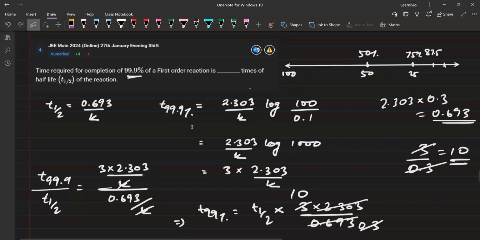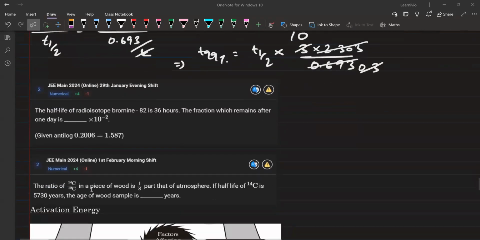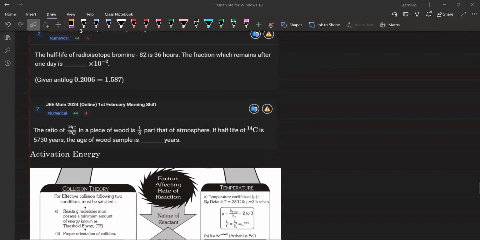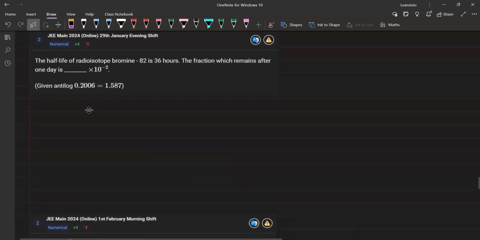Anyone still writing this one? No. The half-life of the radioisotope bromine 82 is 36 hours. The fraction which remains after 1 day. From the half-life you will get K. Yes, radioisotope means first order.